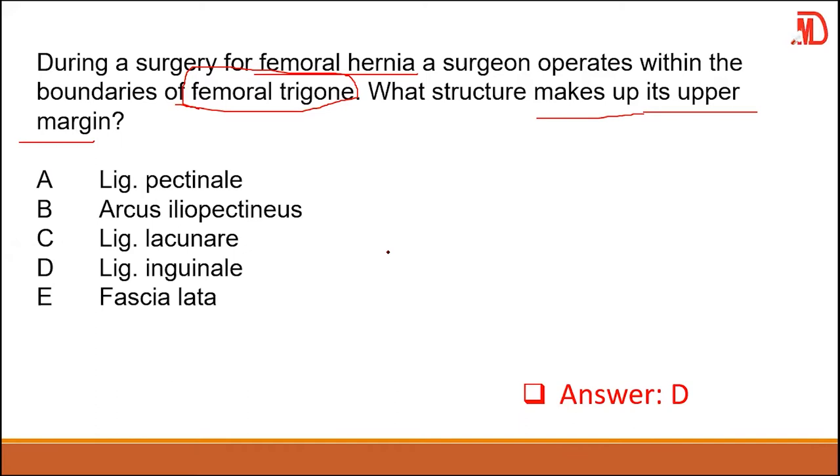inguinal ligament. Medially, we have the medial border of the adductor longus muscles. Laterally, we have the medial border of the sartorius muscles. On the roof, we have the fascia lata. On the floor, we have the adductor longus muscles, pectineus muscles, and the iliopsoas muscles. That is for the floor.